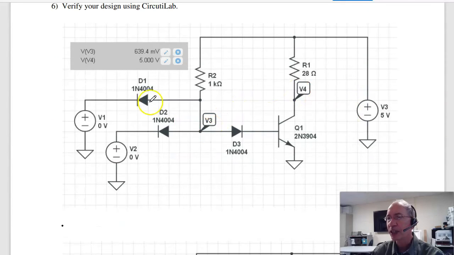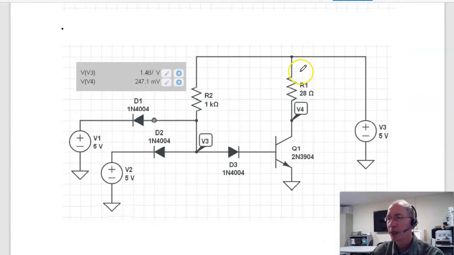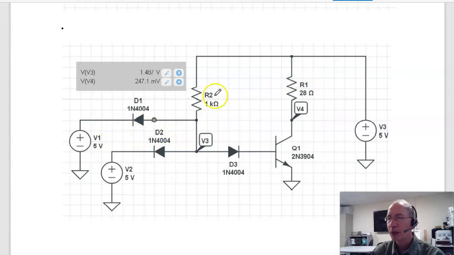In Circuit Lab, I can check. When they're both 0 volts, I get V4 is 5 volts, there's no current flow. When they're both 5 volts, current goes right, this saturates, and now I do get current flow, V4 is 0.2 volts, ballpark, 0.241.